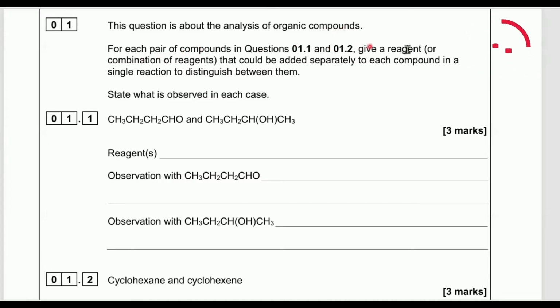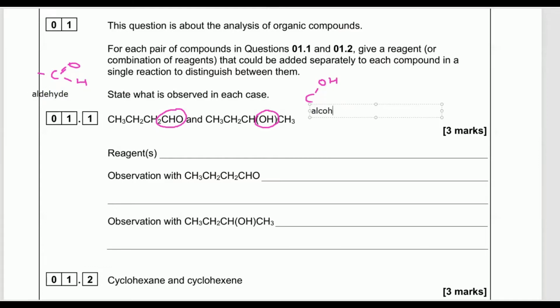So for this first one, we're trying to show which reagent we could use and observation to identify each of these compounds in 1.1. So you can see the first compound has CHO as a functional group, that's an aldehyde. The second has got CHOH, so that's an alcohol. So we're looking at an aldehyde and an alcohol. It's like a secondary alcohol and an aldehyde we're looking at.